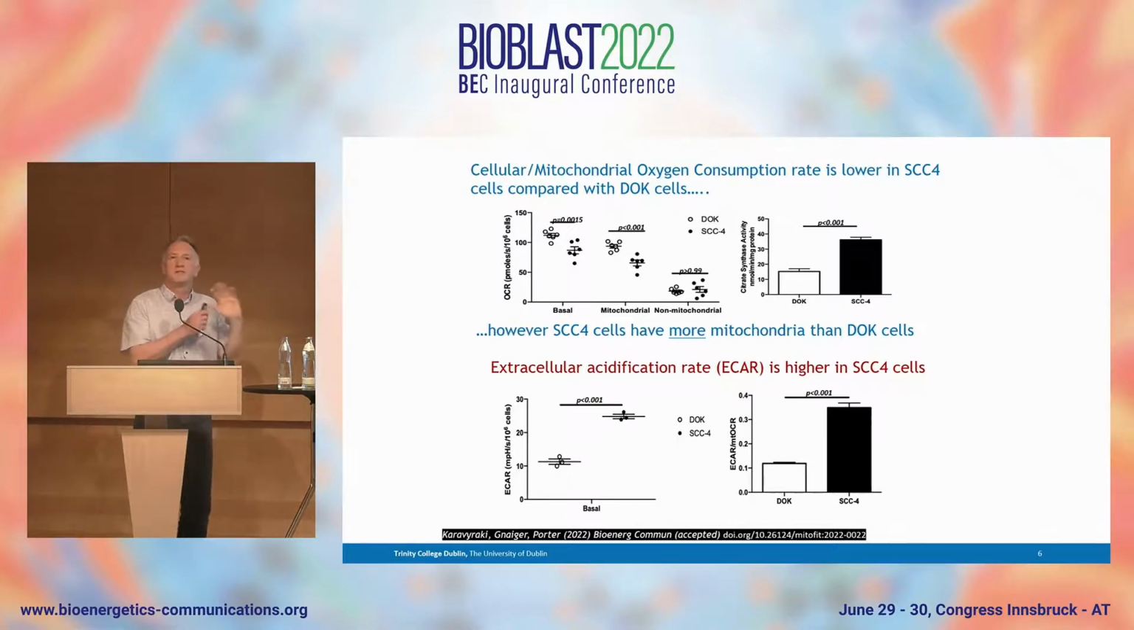Is that difference due to a difference in mitochondrial abundance? The answer is no. By measuring citrate synthase, we were able to show, in fact, that there were more mitochondria in the cancer cells than in the DOC cells. So per unit mass of mitochondria, the differences are even greater. The extracellular acidification rate, which, again, as our previous speaker alluded to, is an index but not a definitive measure of glycolytic flux, shows that the SCC4 cells have a greater extracellular acidification rate, which may reflect increased glycolysis compared to the DOC cells.